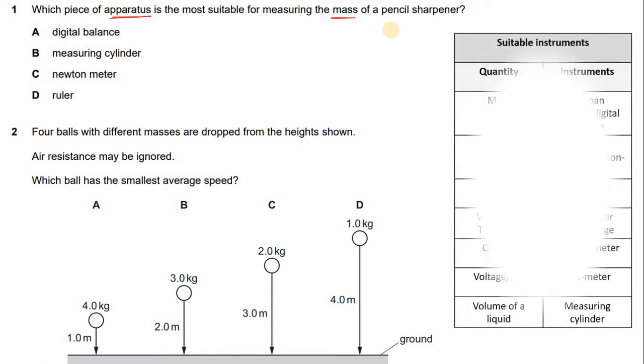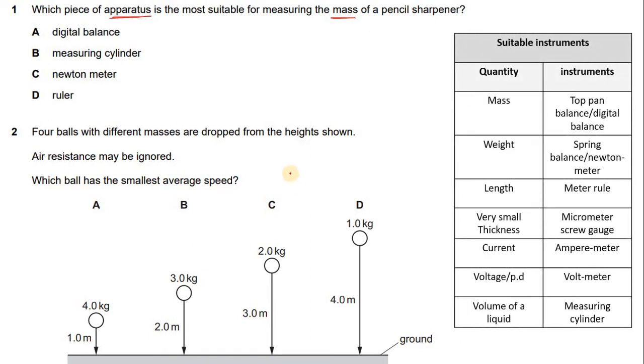It is a good idea if you can note it down, so it will be a good help. To measure the mass of any object, we generally use a top pan balance or digital balance. Weight, which is in fact gravitational force, is measured with a spring balance or Newton meter. Length is measured with a meter rule. Very small thickness, like the diameter of a wire or the thickness of a coin, we use a micrometer screw gauge.